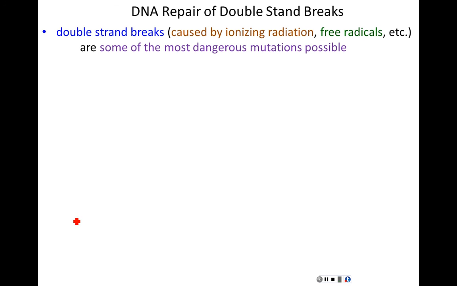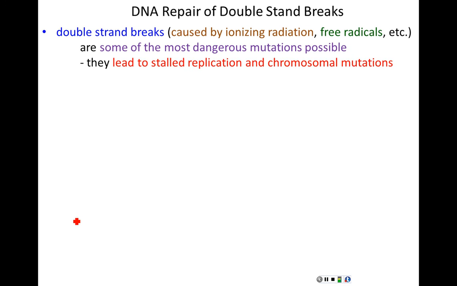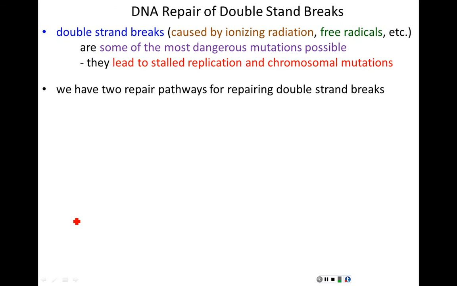There's one more type of DNA damage that needs to be repaired, and it's the type of DNA damage that ionizing radiation causes, these double-strand breaks. Double-strand breaks are some of the most dangerous mutations that we can get. They lead to stalled DNA replication. They lead to large-scale chromosomal mutations, such as deletions, translocations, and inversions. They are no joke. We have two repair mechanisms for repairing double-strand breaks.